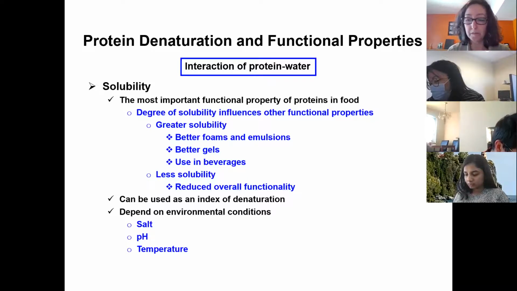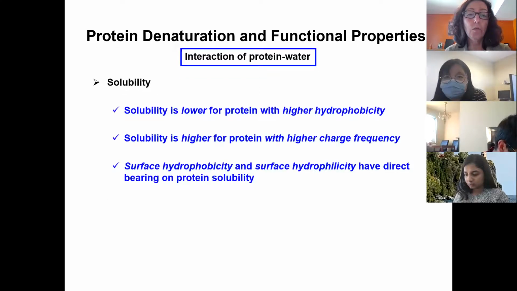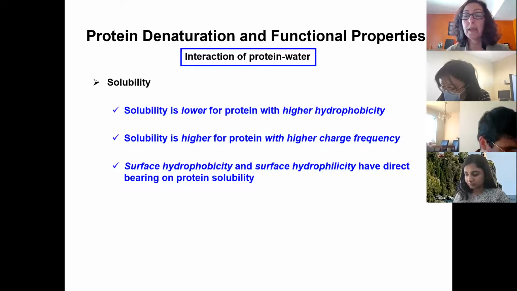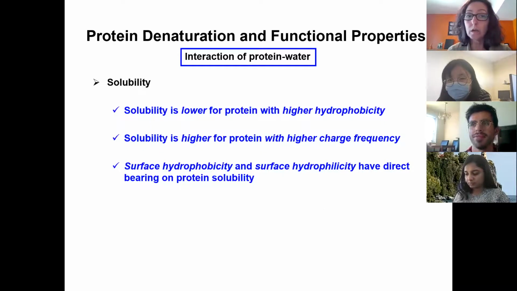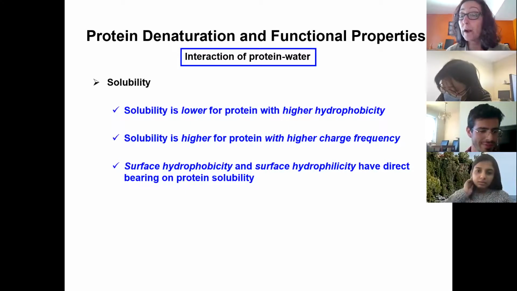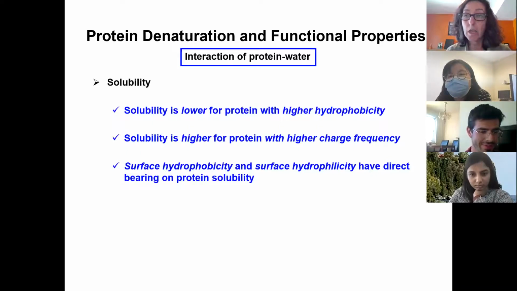but temperature above the denaturation point actually reduces solubility. When we think about solubility and the surface properties of the protein, the more hydrophilic the protein is on the surface, the more soluble it is. And the fewer charges, the less solubility, of course. The more charge there is, the more polar groups there are, and the more solubility. The more hydrophobicity on the surface, the lower the solubility.